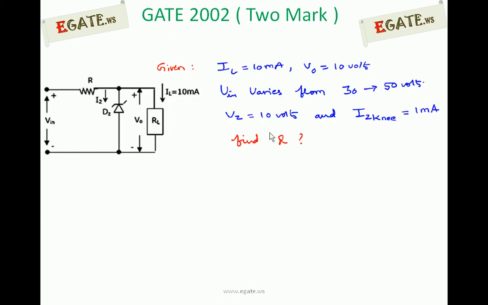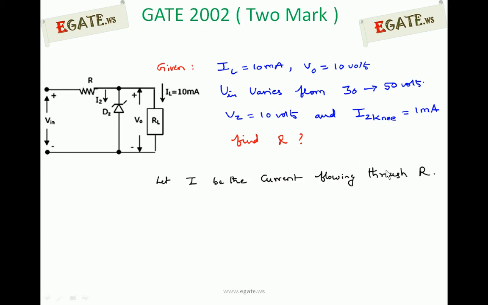We see the details now. This is the given Zener voltage regulator diagram, and the requirement is that the load current has to be 10 milliamperes, the output voltage is going to be 10 volts, the input voltage is varying from 30 to 50 volts, and the Zener breakdown voltage is given as 10 volts. Zener knee current is nothing but the minimum Zener current required to keep the Zener diode in the breakdown region, that is given as 1 milliampere. We need to find the value of R.